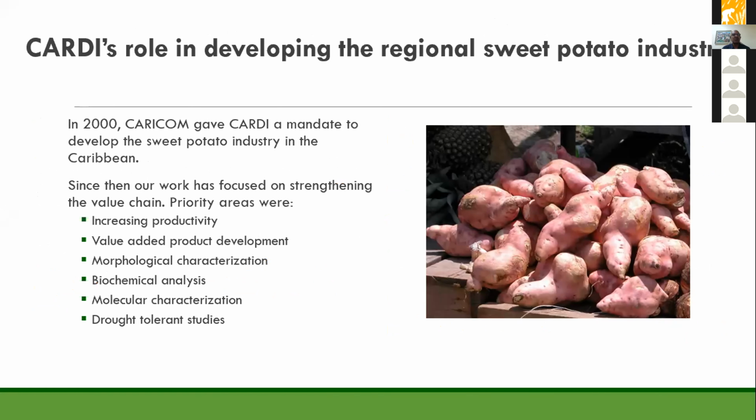I'll briefly talk now about the role of CARDI in the development of the sweet potato industry in the region. As far back as 2000, CARICOM gave CARDI a mandate to develop the sweet potato industry in the Caribbean. Since then, our work has focused on strengthening the value chain, and the priority areas were increasing productivity, value-added product development, morphological characterization, biochemical analysis, molecular characterization, and drought-tolerance studies.